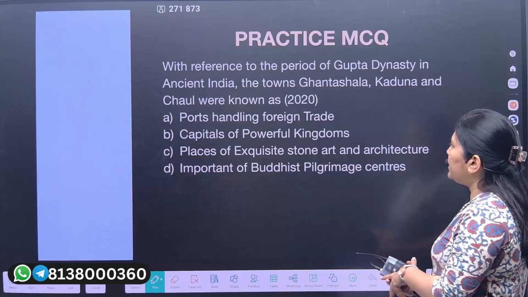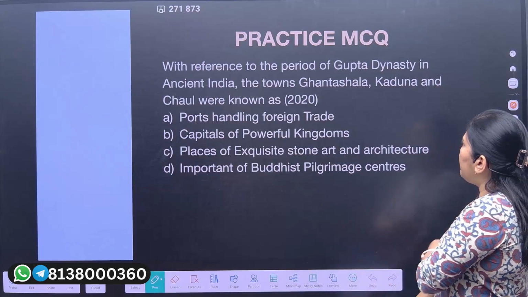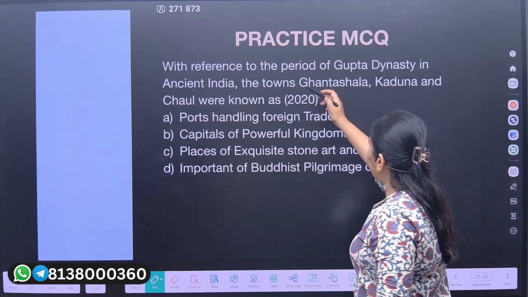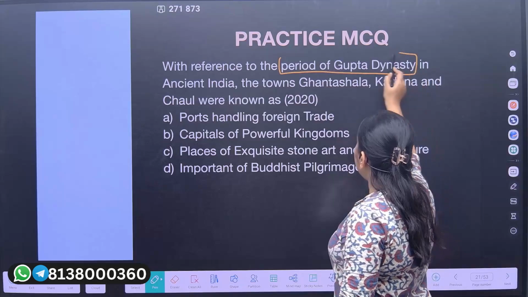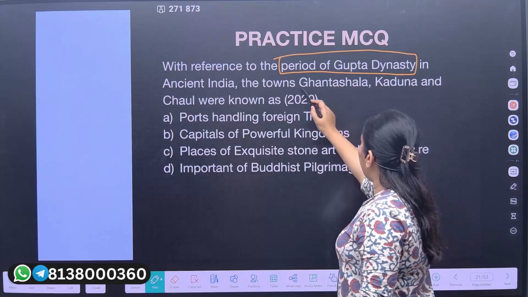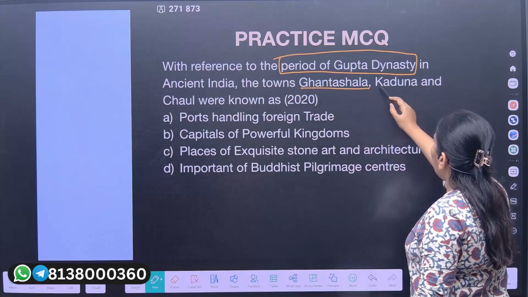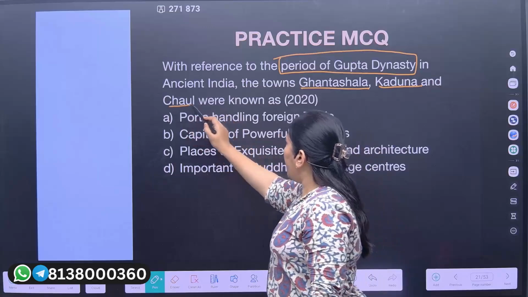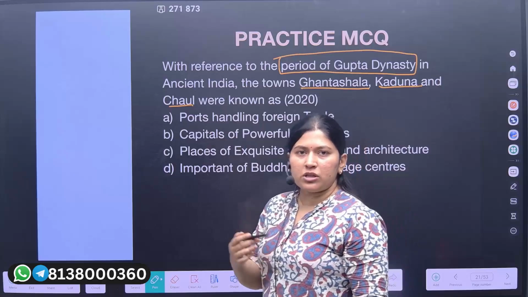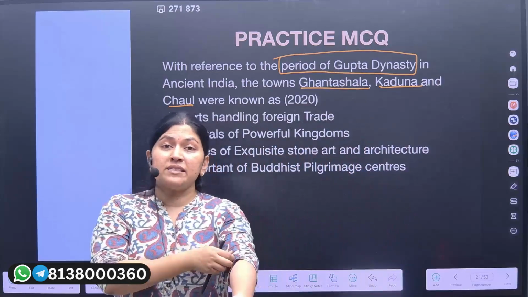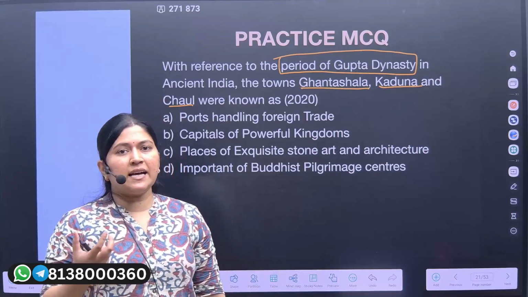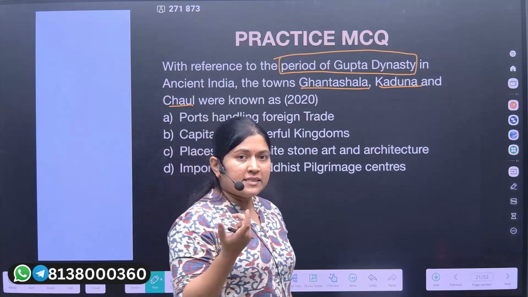Okay, now in 2020 the question was with reference to the period of the Gupta dynasty in ancient India. See, with reference to the period, they are asking about the period of Gupta dynasty in ancient India. The towns Ghantashala, Kadura and Chaul were known as... So again, the question is on the concept or the terminologies that are present in the historical texts. Okay, so you should know the Sanskrit, the Prakrit and the Pali words which are present in the NCERTs especially.